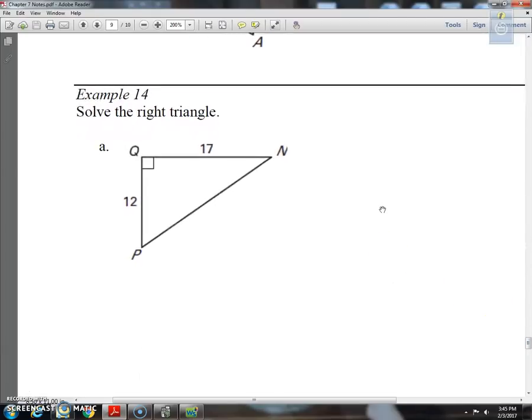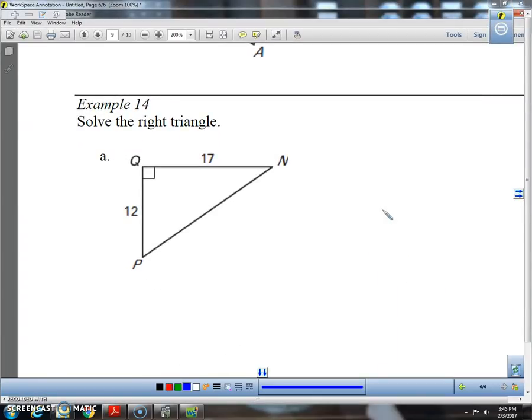Solve the right triangle. Finding missing side lengths, missing angle measures. So we can pick wherever we want to start. Notice I know, of course, that's a right angle. I know this side, I know this side. I've got one side missing, and I have two angle measures missing. Well, what do we want to start with here? I tend to start with just the one item that's missing, which in this case is this side length. Now, how can I find this side length with the information I know? I can't use sine, cosine, or tangent because I don't know one of these acute angles.